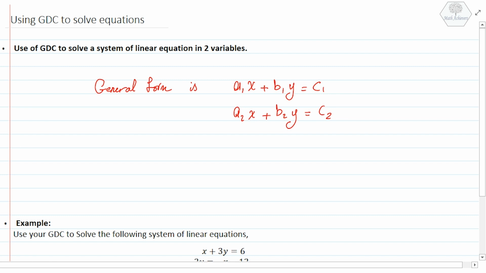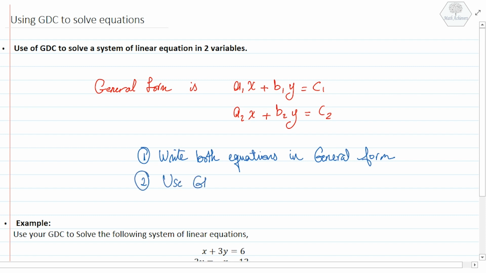To solve a system of linear equations or simultaneous equations in GDC, we have to first write both equations in general form, then we use the GDC to solve for x and y. Let's have an example now.